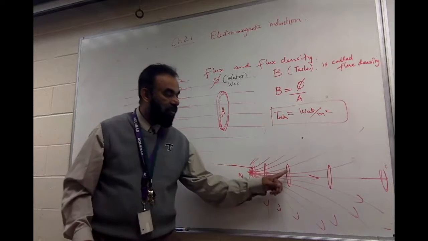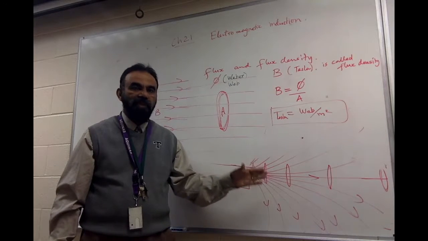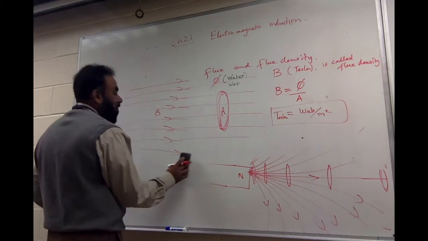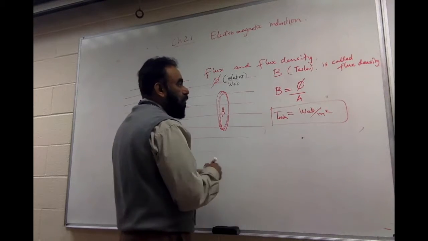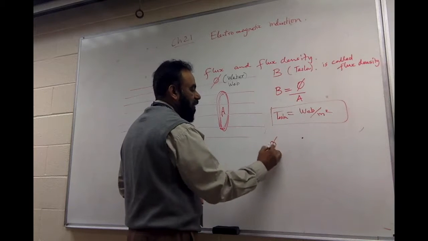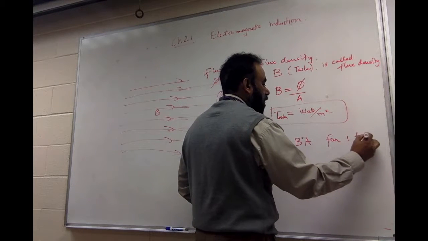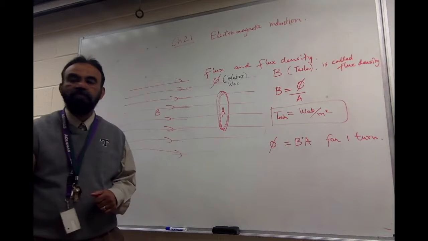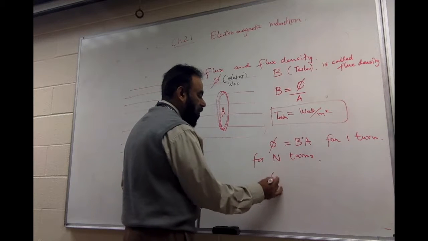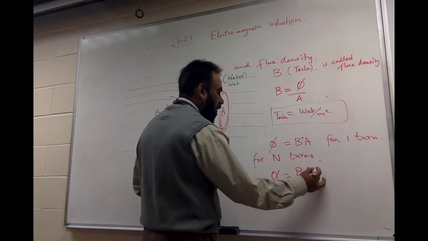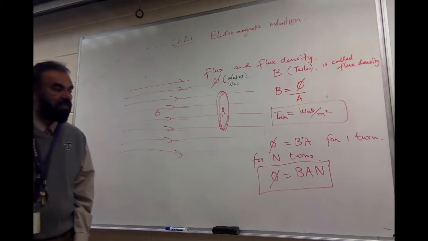And remember, when you're talking about how much is the linkage, you're talking about just one loop. So through one loop, looking at this equation, cross multiply, you get phi is equal to BA. This is for one loop. And therefore, for N turns, the flux is equal to BAN.